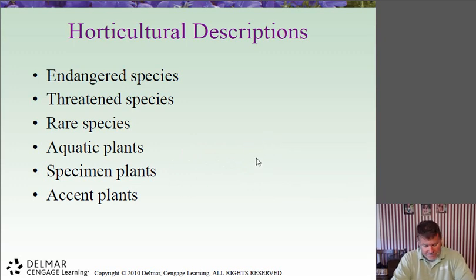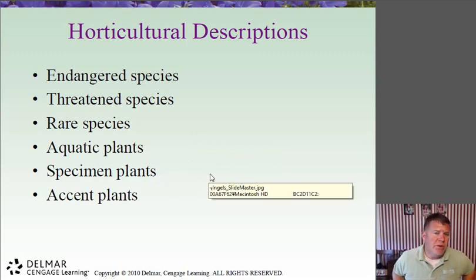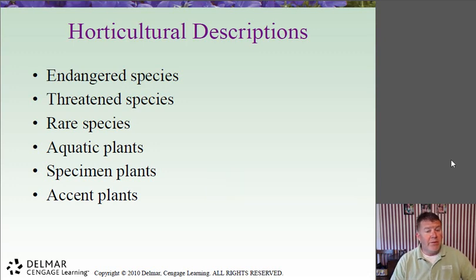Specimen plants. You'll learn more about this in design, but a specimen plant is one that's going to stand out in the landscape. My favorite for a residential accent plant would be a Japanese maple or some type of flowering tree that's really going to catch your customer's eye, and onlookers or people driving by are going to see that specimen plant because it's going to stick out to them.